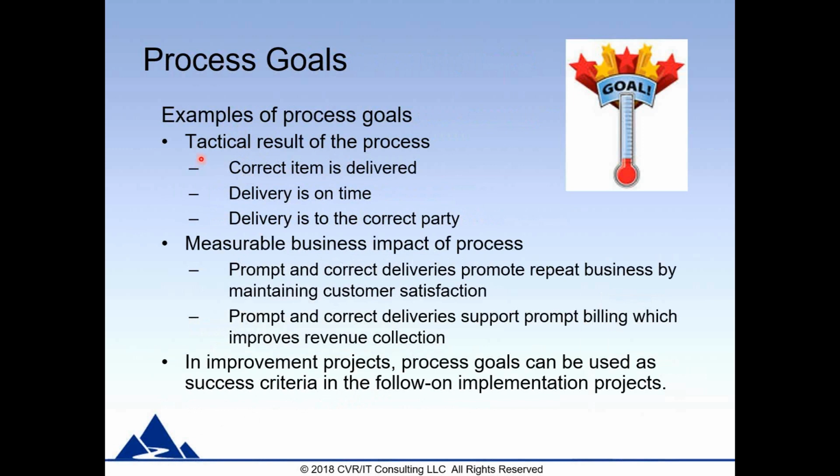Now here are some examples of process goals. First, there are tactical goals. These are the tactical results of the process, that I'm delivering the items I'm supposed to get, that they're delivered in a timely manner, that they're going to the correct party. These are the process outputs. These are tactical, and these are the things that everyone understands. Usually everyone understands what a process is supposed to do. But there's another level.